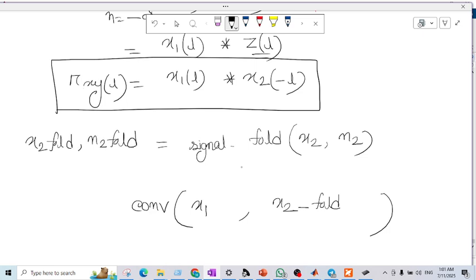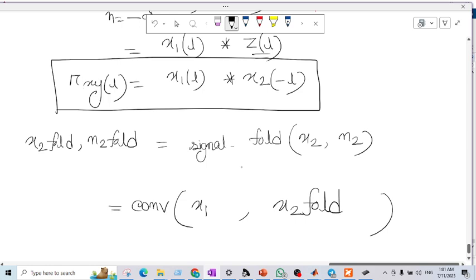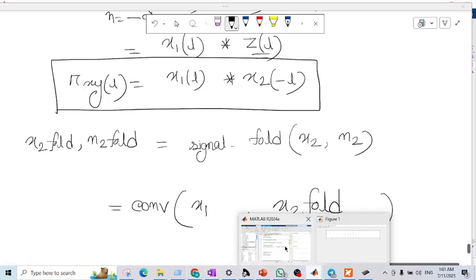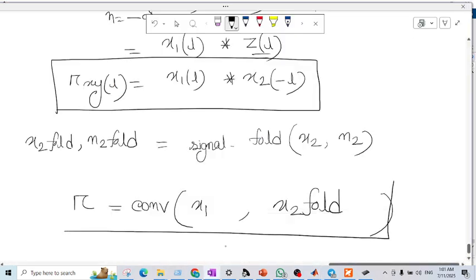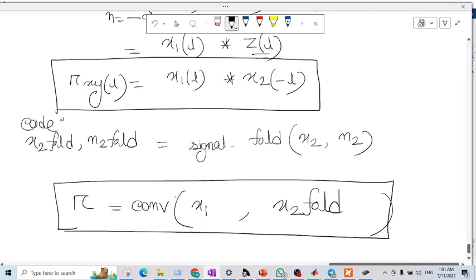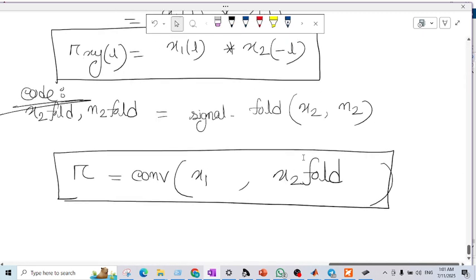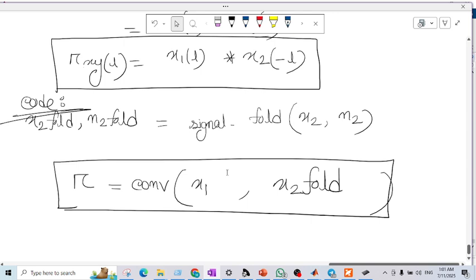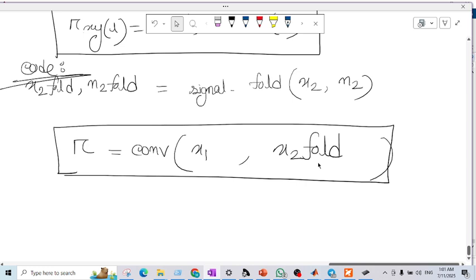Then I will use this x2 fold here, and I will get r. This is my cross correlation function, but observe that in our code we don't have any information about L, right? As r is a function of L, but we don't have any information about L. So how do we find this L?